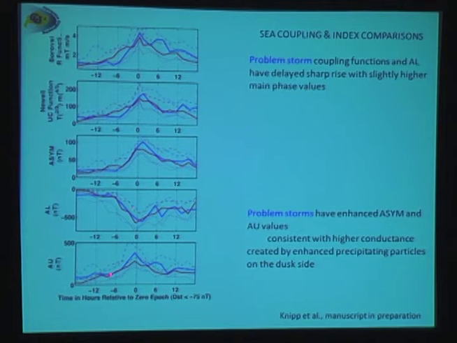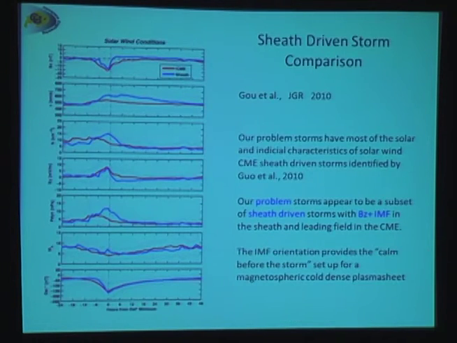And interestingly enough, in terms of the AU index, which we don't hear very much about, but it's the eastward electrojet, if we have particles precipitating into the evening region and changing the conductivity, we will have an enhancement in the auroral electrojet. So what does this have to do with sheath-driven storms?